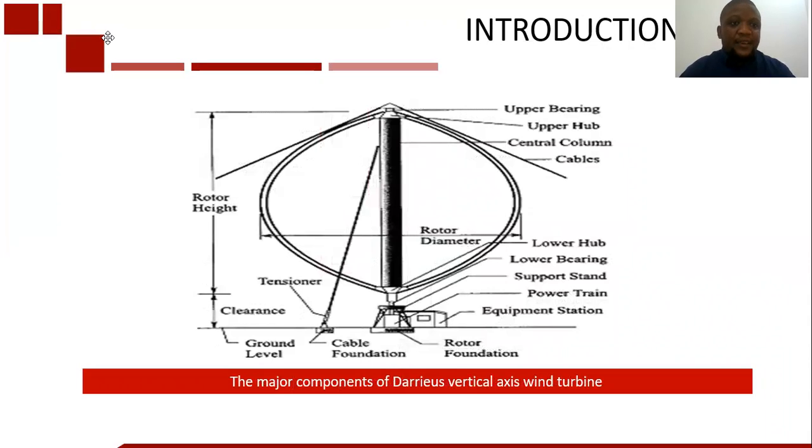And also you can see another diagram that shows the major components of vertical axis wind turbines. This one is from one of the types of vertical axis wind turbine called the Darrieus vertical axis wind turbine. You can see the different components as listed: upper bearings, upper hub, central column cables, lower diameter, lower hub, lower bearings, support stand, powertrain, equipment station, rotor height. You can see the height and the clearance, the tensioner, ground level, cable foundation, and the rotor foundation.